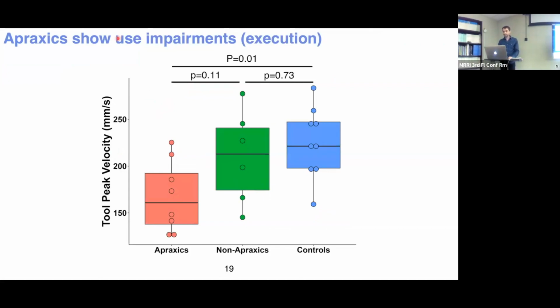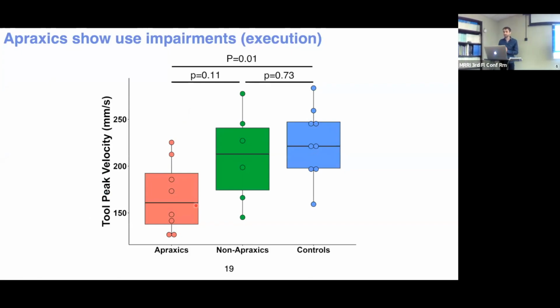There is also a use impairment, which we are quantifying by the tool peak velocity. That is an index of vigor, how much vigor the participants are putting into the use phase. And we can see that this tool peak velocity was much smaller for apraxics in comparison to controls, and we got a numerical difference versus non-apraxics. So we found both initiation and use impairment.